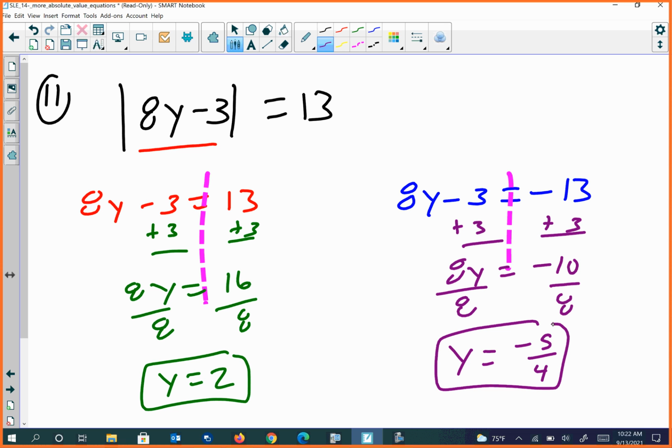Those two answers are a certain distance away from the critical value. We didn't find the critical value, which is fine. But if I wanted to find it, I just go 8y minus 3 equals 0, and then I can find the critical value. Do you have to simplify the negative sign? Yeah, you just want to make it negative 5 over 4. Don't make it a mixed number. Keep it as improper.